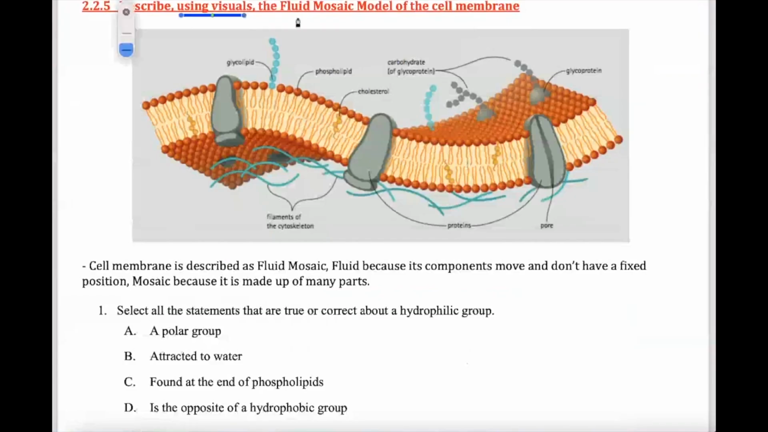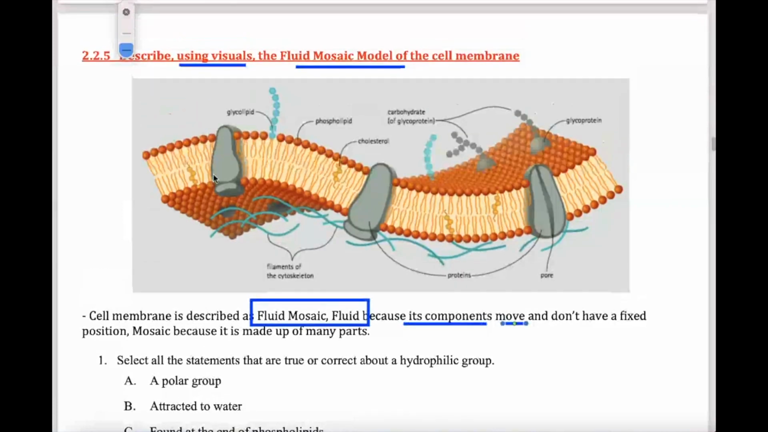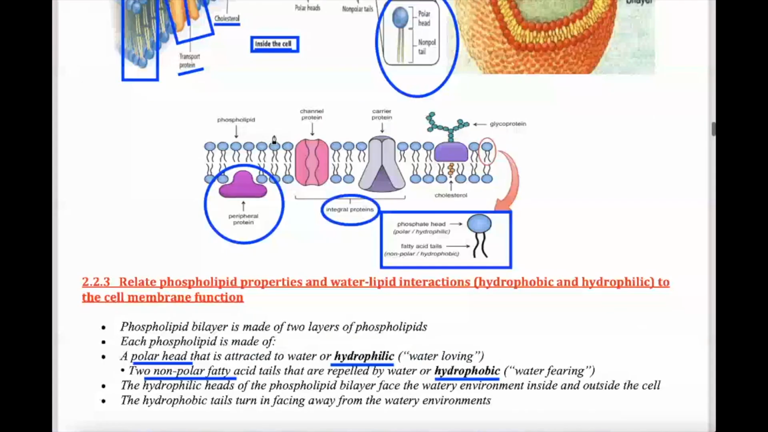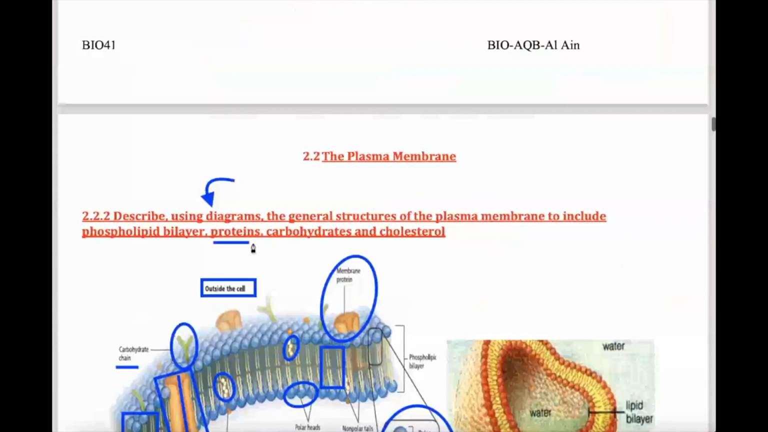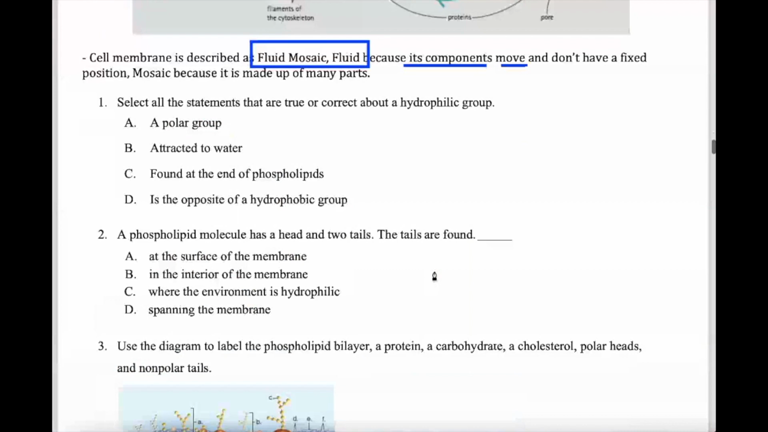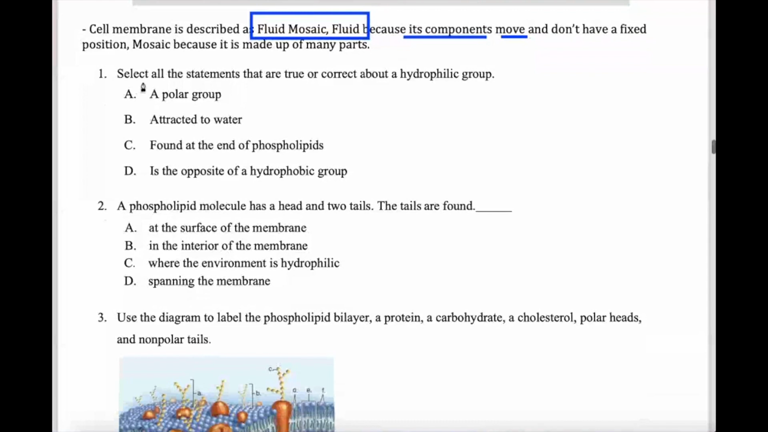Describe using visuals what the fluid mosaic model is. The cell membrane is described as a fluid mosaic model because its components can move and are not fixed in position. A mosaic is made up of many parts, and we already studied what the parts of the mosaic are. They are made up of proteins, carbohydrates, and cholesterol. So these are the particles of the mosaic. It means that proteins, carbohydrates, and these can easily move or float in the cell membrane.